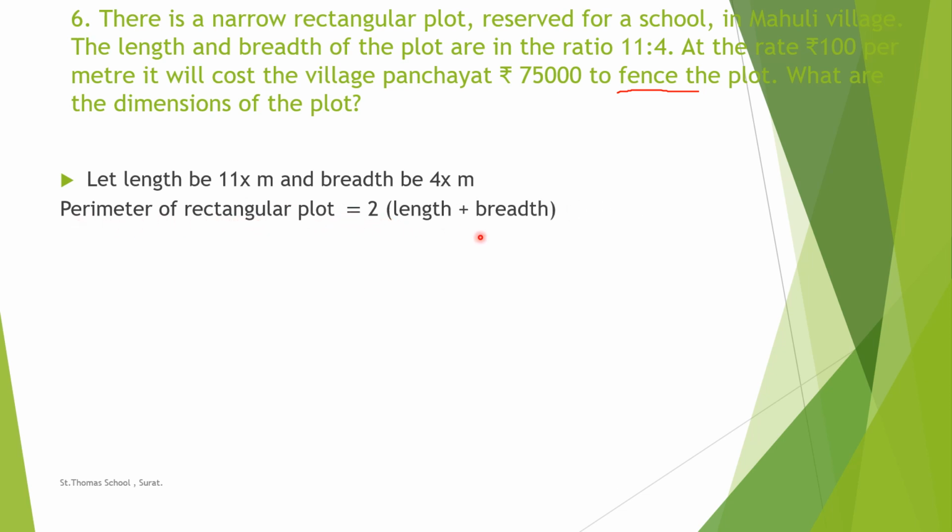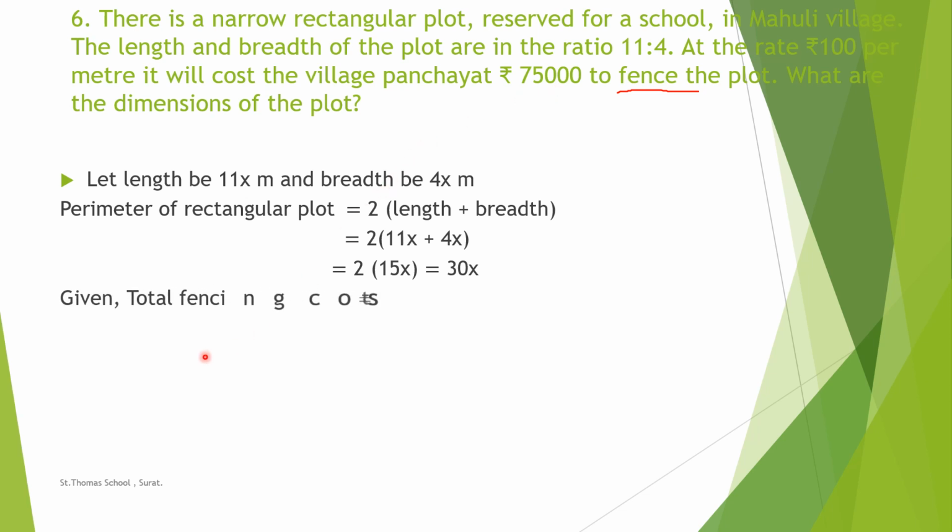2 into length plus breadth. Length is 11x and breadth is equal to 4x. So 2 multiplied by 11x plus 4x. 11 plus 4, that is 15x. 2 into 15x is equal to 15 twos are 30x. Clear? So perimeter of rectangular plot we got 30x. Now, they given total cost of fencing the plot, that is ₹75,000.